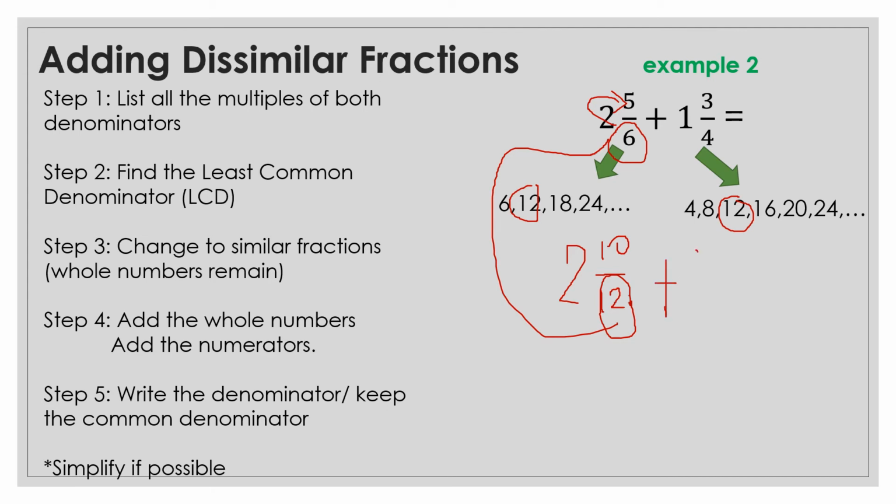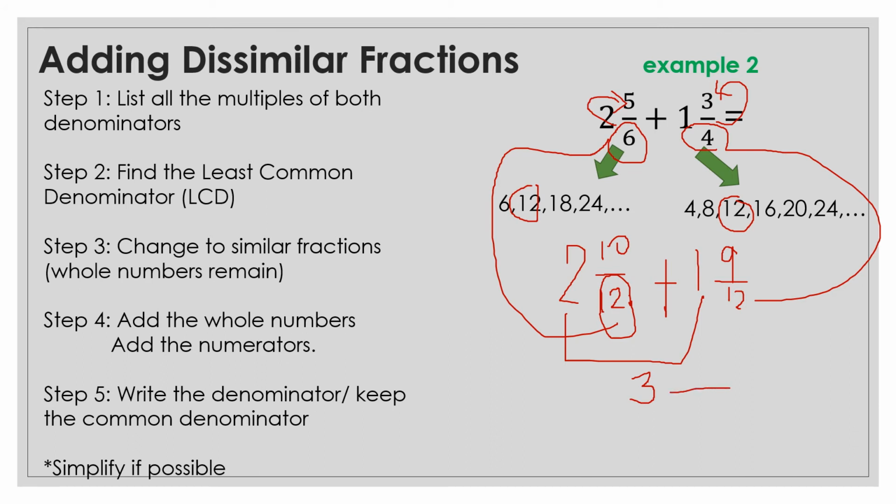Plus, copy the whole number 1. And then the denominator will be 12. That will be 12 divided by 4 equals 3. And then 3 times 3 equals 9. So 3/4 will be written as 9 over 12. Now you can add the whole numbers. 2 plus 1 equals 3. And then since we have similar fractions, we can add the numerators. 10 plus 9 equals 19.